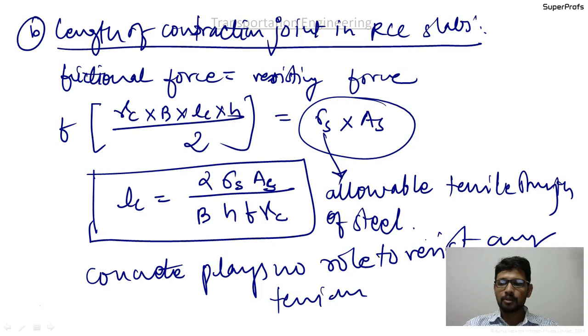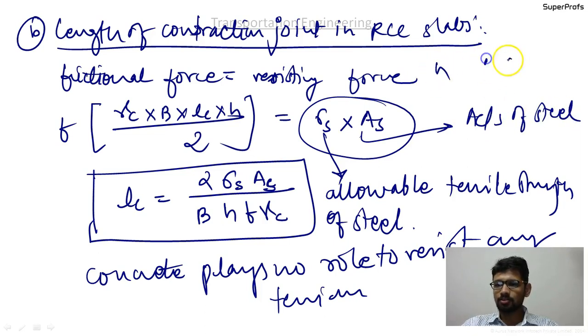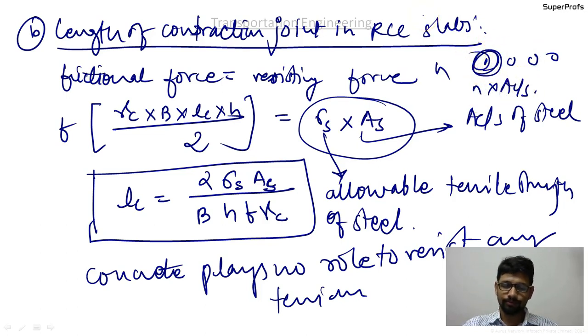So AS is the area of cross section of steel. Say there are n bars like this, small bars. So n into the area of cross section of each of the bars, which can be found out by this.